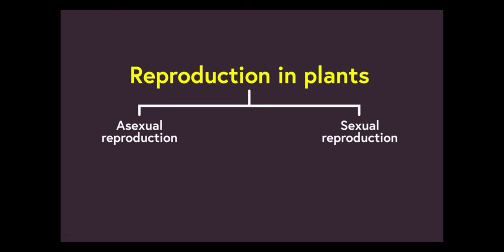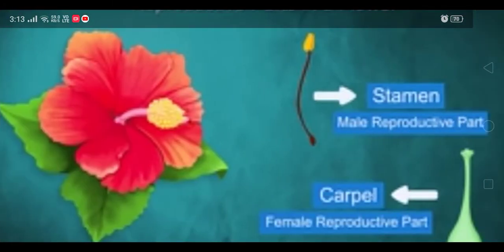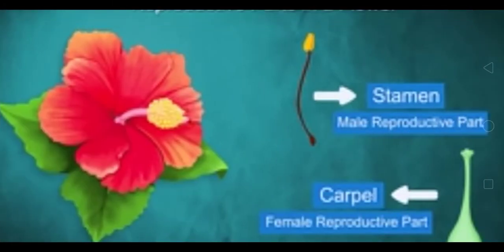There are various parts of the plant, as we have seen already in a video: the sepal, petal. They are the various parts of the plant, and the sexual reproductive parts of the plant are stamen and carpel. Stamen is the male reproductive part and the carpel is the female reproductive part of the plant.